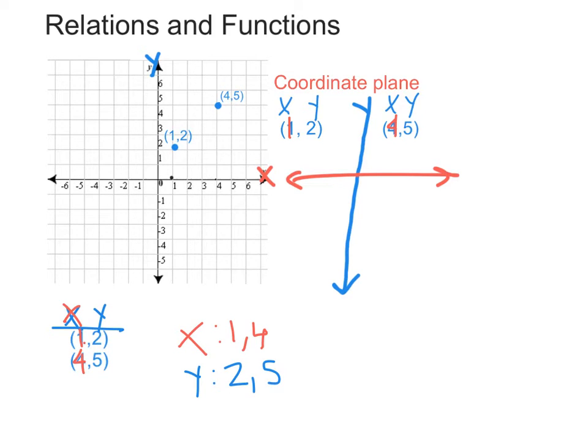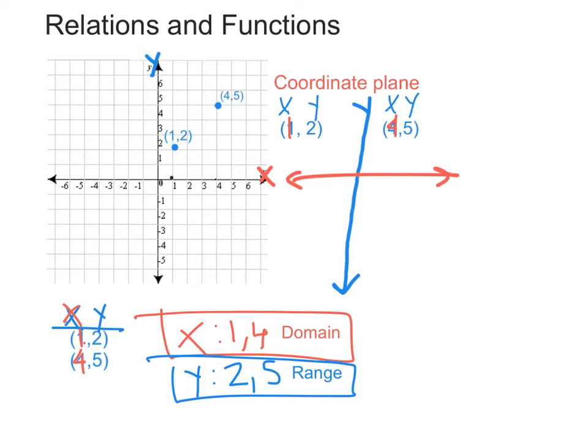And since we are fancy mathematicians, we are going to call them by their official names, which are domain and range. So our x-coordinates are our domain, and our y-coordinates are our range.